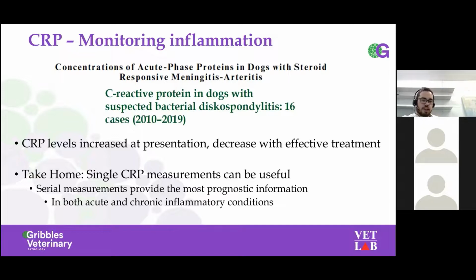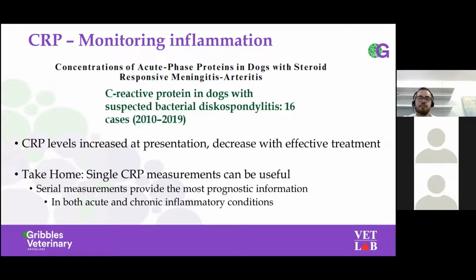Then when they treated these dogs, they repeated CRP measurements 4 and 6 weeks after they started antimicrobial treatment, and they found that CRP levels had normalized in all cases. So you can almost use it as a marker of how effective your treatment is in the long term as well.